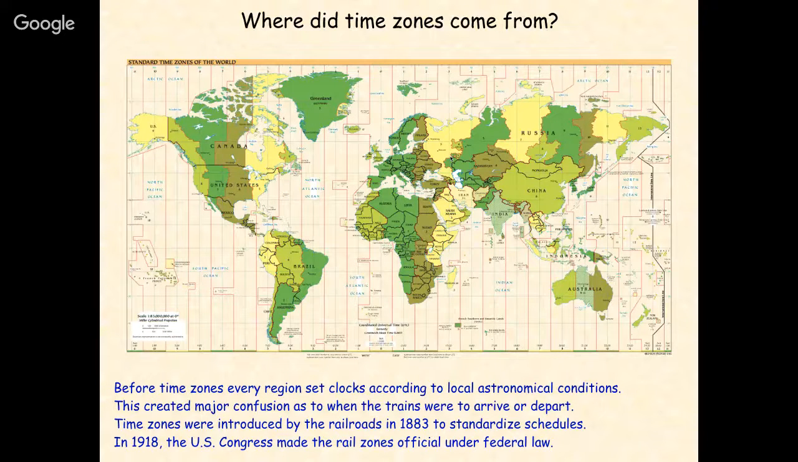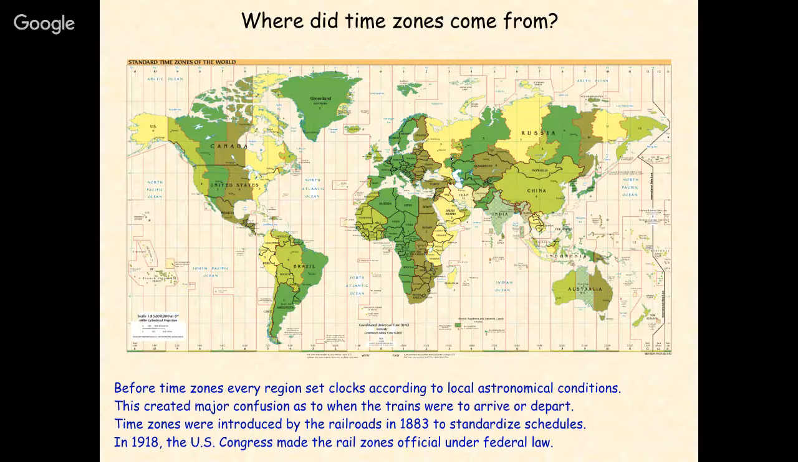But this created major confusion, particularly when trains started to dominate the transportation scene. It wasn't clear when you were departing and arriving at different locations, whose clock were you referring to? Because it's a continuous local condition. And so that was just chaos.